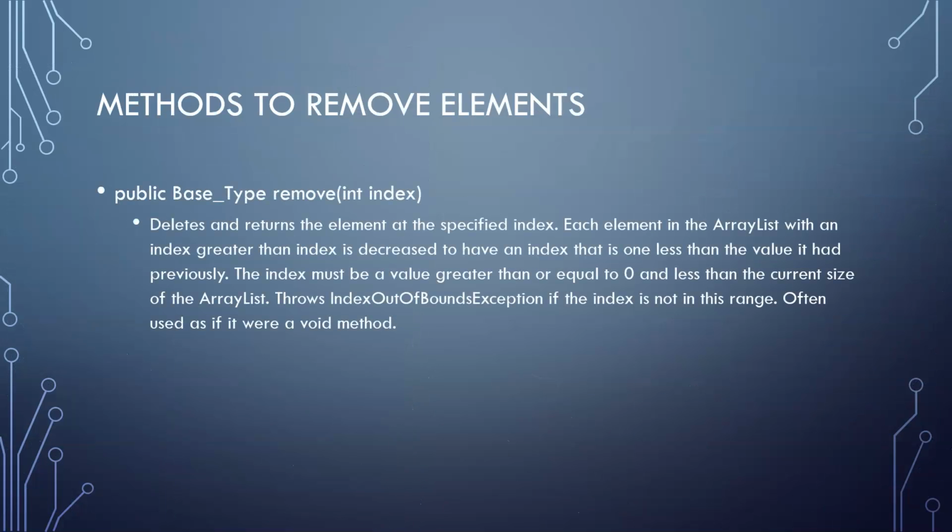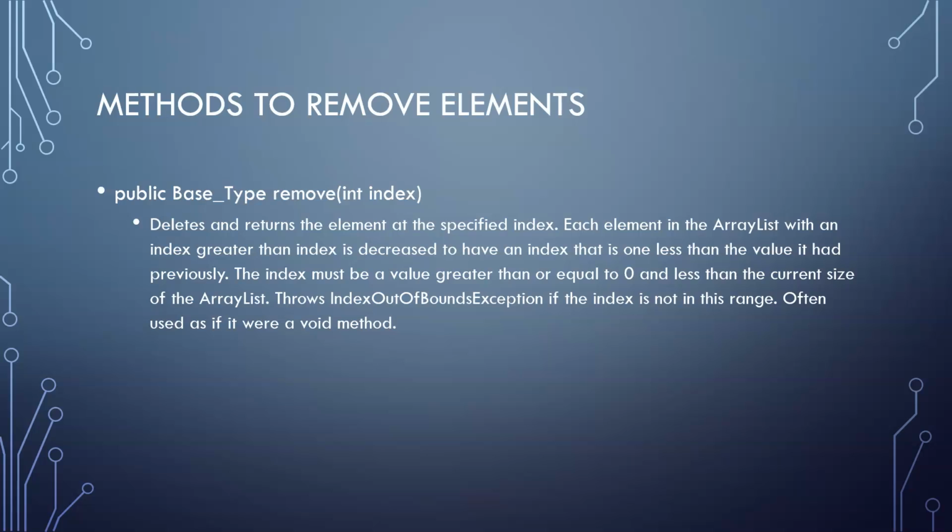Now, if you want to remove elements, of course, you do have the public base type remove(int index), which simply deletes and returns the element at the specified index. So it can just pull that value out, and we saw that in the demo of the array list yesterday. Each element in the array list with an index greater than index is decreased to have an index 1 less than the value it had previously.